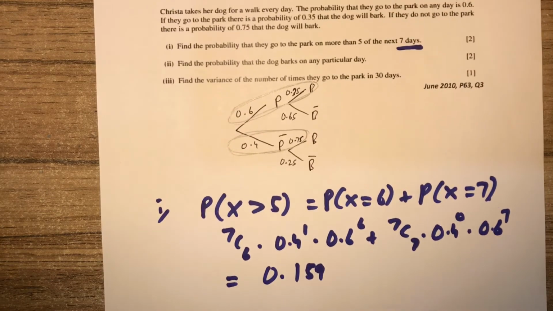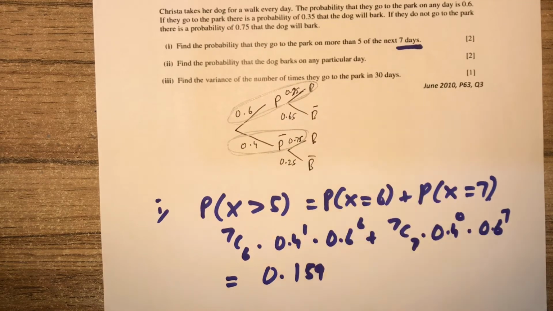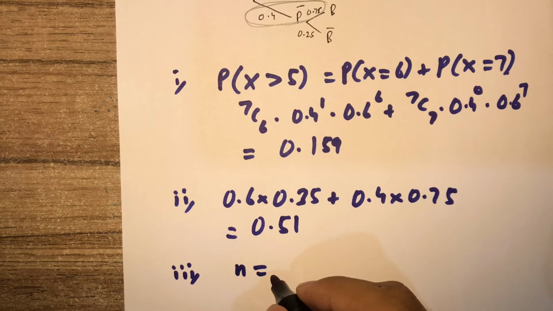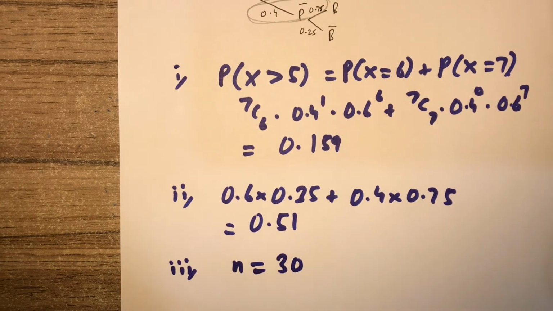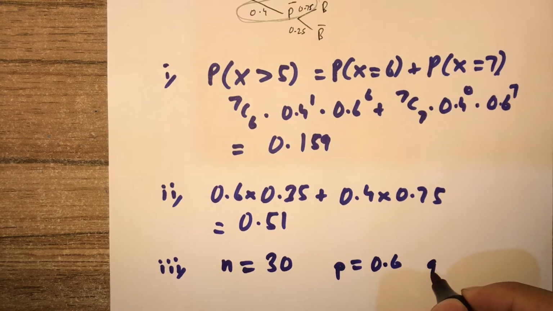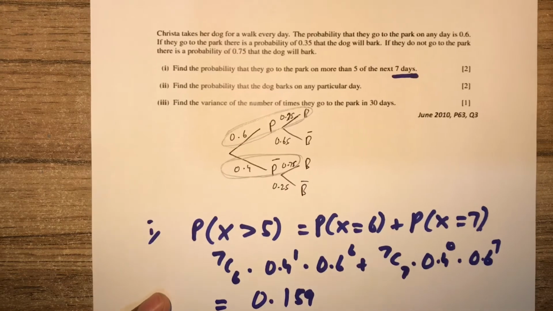Now the third part, find the variance of the number of times they go to the park in 30 days. Okay, so now what they've done is they've made the total number of trials, the total number of days, 30. Our probability of success was 0.6 and for failure was 0.4, obviously. And they're saying find the variance.